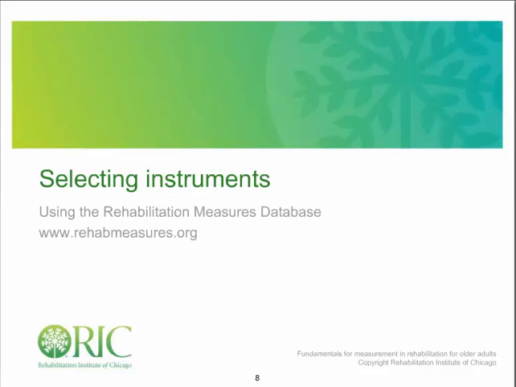Now that we have some information about Frank and decided that balance is the most important functioning construct for us to measure, we can use an existing database to help find and select our measurement instruments. The Rehabilitation Measures database, which you can find at www.rehabmeasures.org.